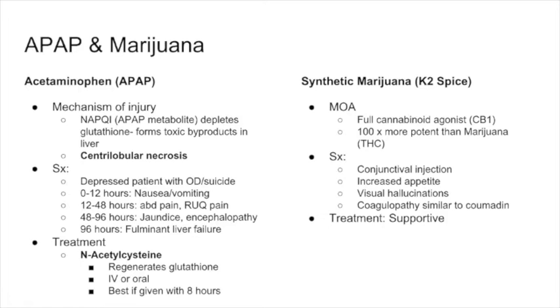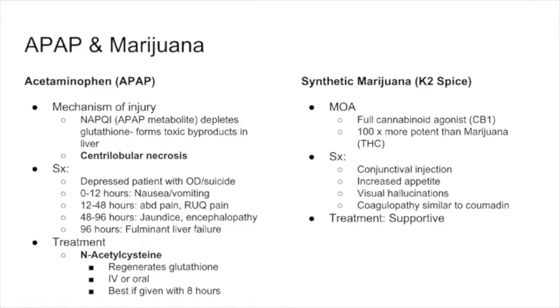For acetaminophen overdose, the clinical vignette will present you with a depressed patient with an overdose or suicide attempt. The first 12 hours are nausea and vomiting. The next 12 hours, you have abdominal pain, right upper quadrant pain. At 48 to 96 hours, you have jaundice and encephalopathy. And if it's not caught, it can lead to fulminant liver failure by day 3.